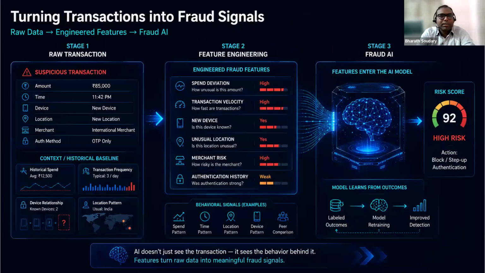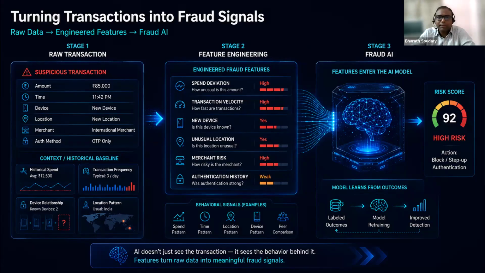We'll move on to the next slide, turning transactions into fraud signals. AI does not simply look at the transaction, it looks at the behavior behind the transaction. Stage one, raw transaction. For example, a customer making a similar payment during a similar time, same merchant, and same location. At this stage, it is simply transaction data for AI.